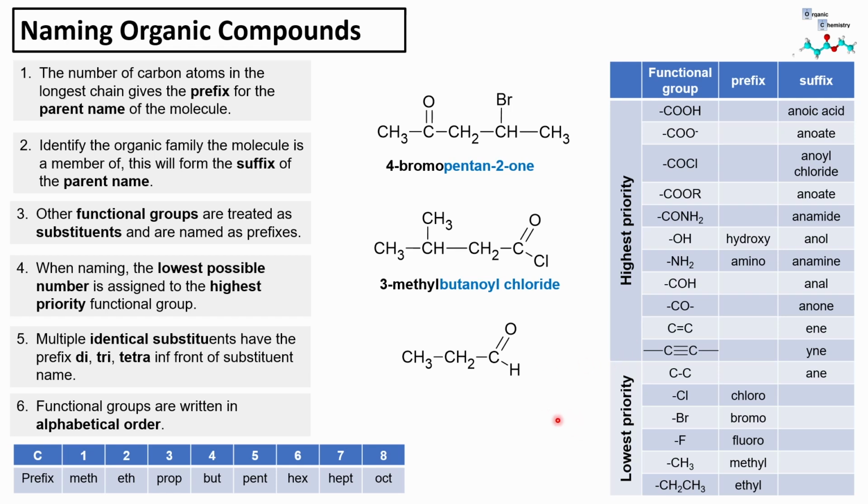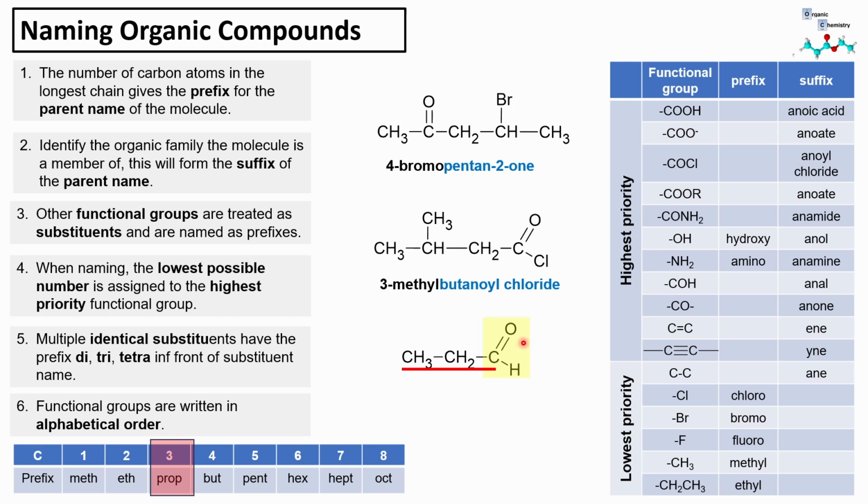The last one has 1, 2, 3, 3 carbons. It's going to be prop. It has the functional group here, which is actually an aldehyde functional group. It's the COH, okay, and it has the suffix anal. So this is going to be called propanal.